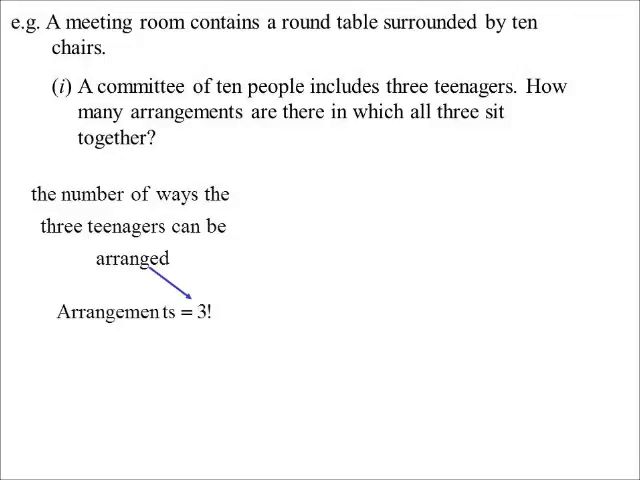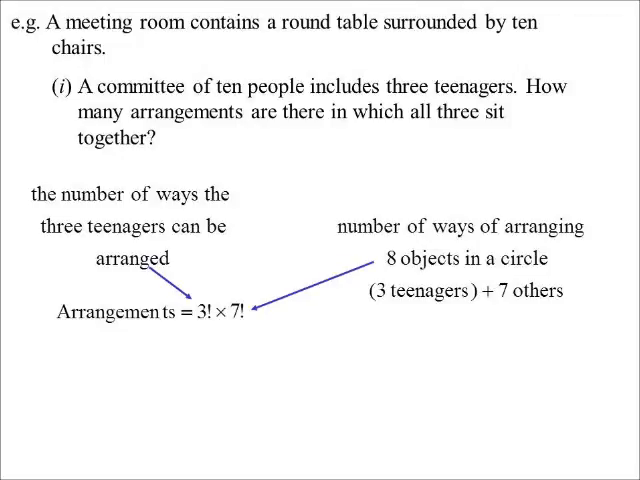Look after the condition first. The 3 teenagers wish to be together, so in their little group, there's 3 factorial. I haven't put them in the circle yet, so it's still 3 factorial. Now we're going to arrange the objects. We have 3 teenagers, another 7 people, so 8 objects altogether, but we're arranging it in a circle rather than a line, so it's 7 factorial, not 8 factorial. And we get our answer. So 30,240 ways of doing that.